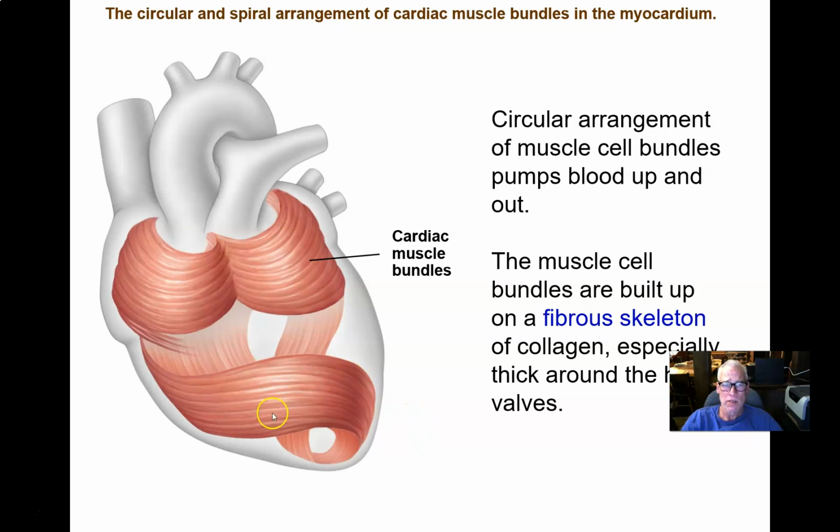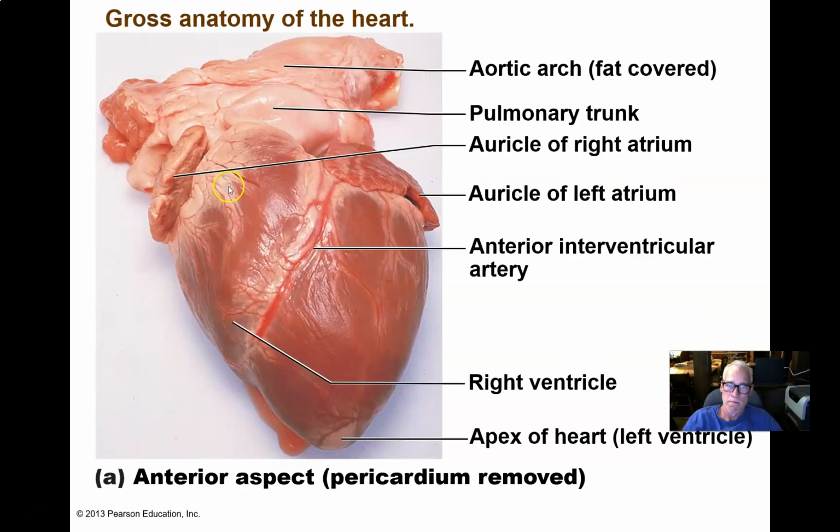The muscle fibers of the heart, obviously not all are shown here, but just to give you a feeling, are built up on a collagen skeleton of the heart. And the fibers are arranged in sort of a circular wrapping arrangement, so that when the muscle cells contract, they wring the blood up and out of the ventricles. First down, wring out the atria, pushing blood down into the ventricles, and the ventricles then push the blood up and out into the great arteries.